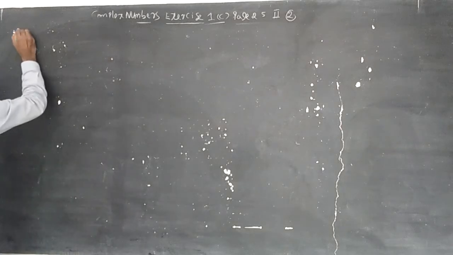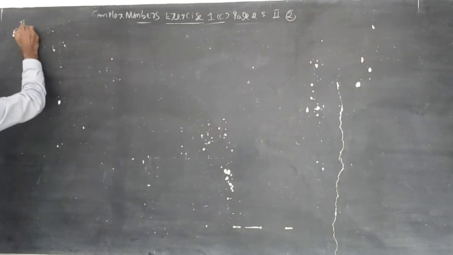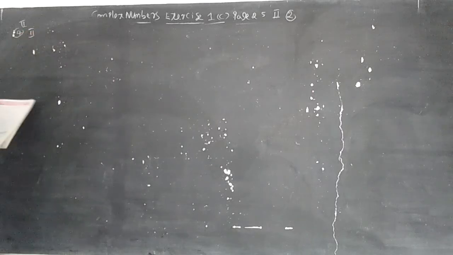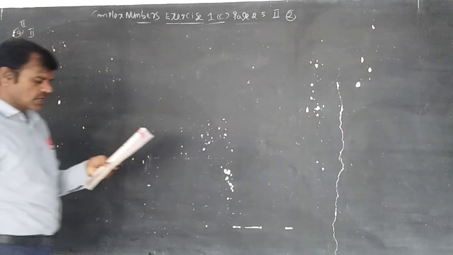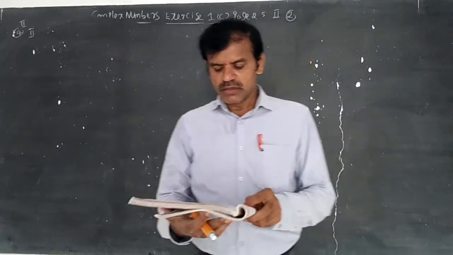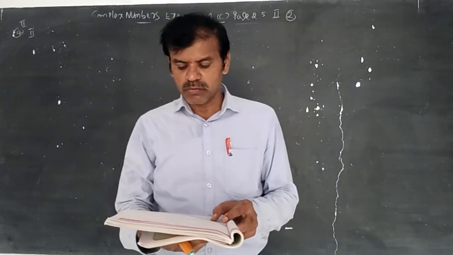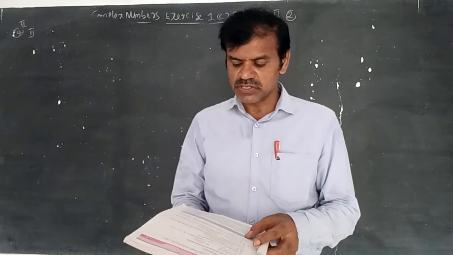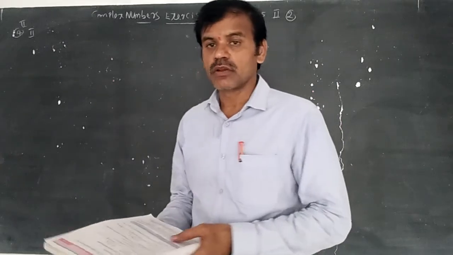Fourth question in Roman number 2, general number 4. Second question, this is the last question of exercise 1C. If z is equal to x plus iy and the point P represents z in the Argand plane, modulus of z minus i by z plus i is equal to 1, then find the locus of P.